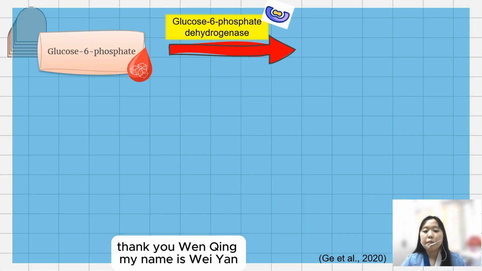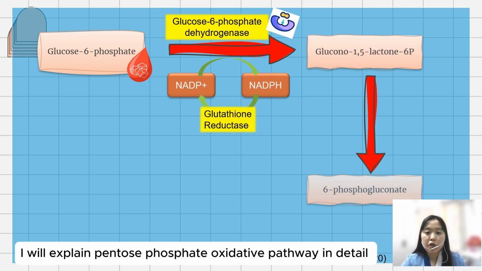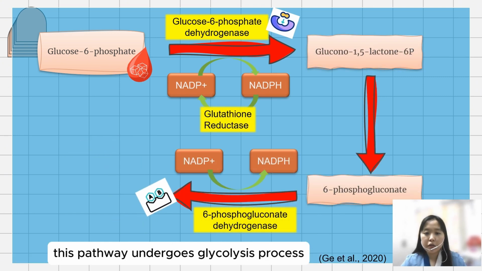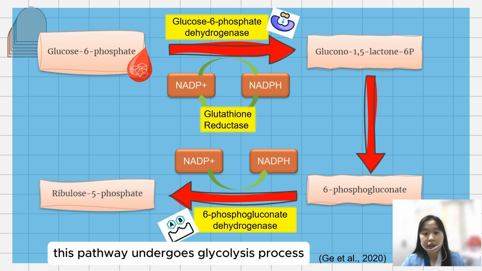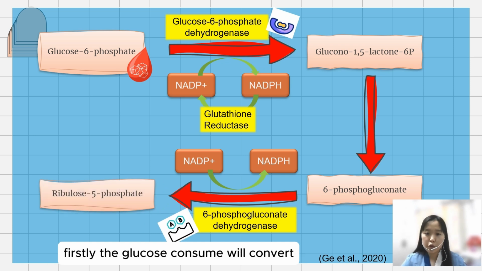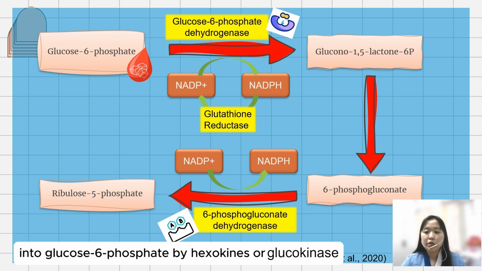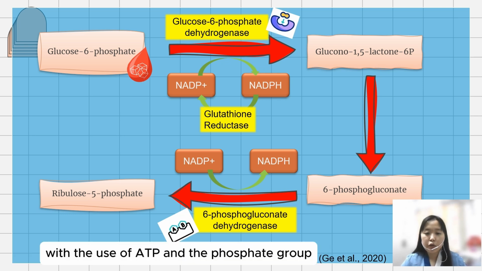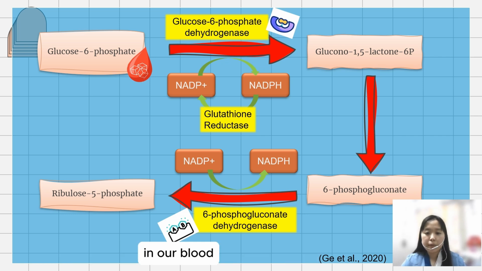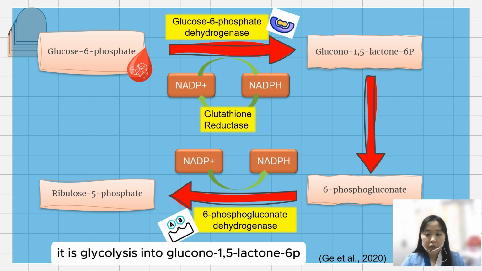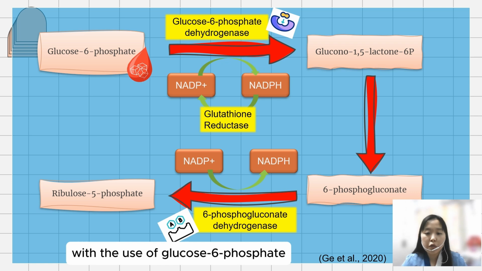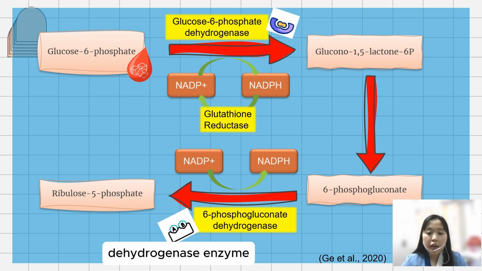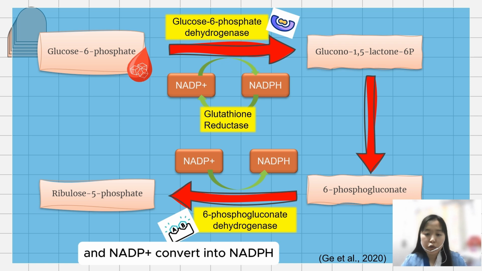Thank you, Wenqing. My name is Wei Yan. I will explain the pentose phosphate oxidative pathway in detail. This pathway undergoes a glycolysis process. Firstly, the glucose consumed will convert into glucose 6-phosphate by hexokinase or glucokinase with the use of ATP and a phosphate group in our blood. Later on, it is converted into 6-phosphogluconolactone with the use of glucose 6-phosphate dehydrogenase enzyme, and NADP+ converts into NADPH. NADPH is recycled in this process with glutathione reductase.